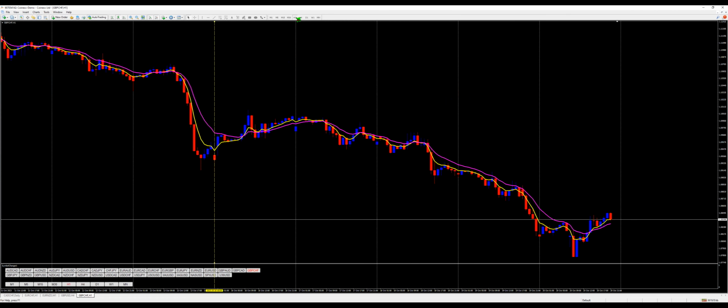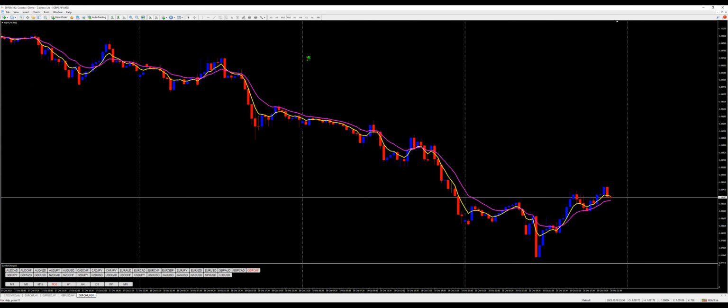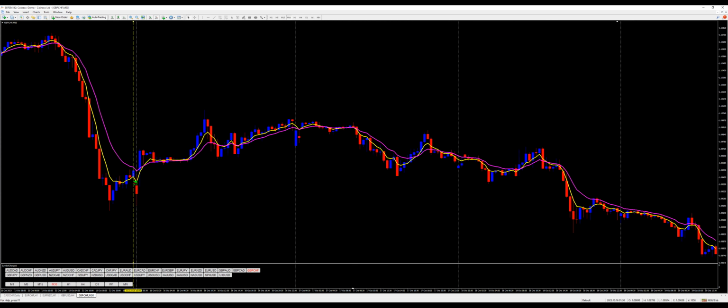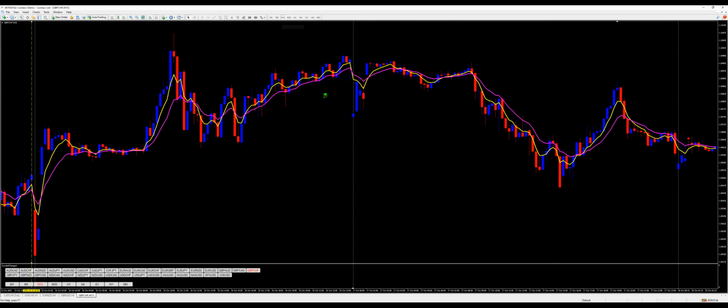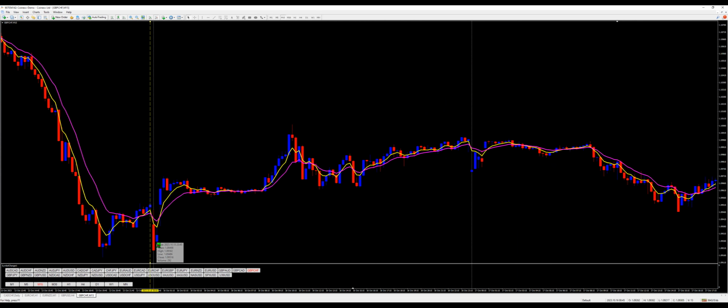Then we look at the 1 hour, and the 1 hour is kind of in a slope. The 15-minute is starting to form a slope. And then the 30-minute, the 15-minute is in a slope, or it's not crossed over yet, so there's no entry. But you get the idea.